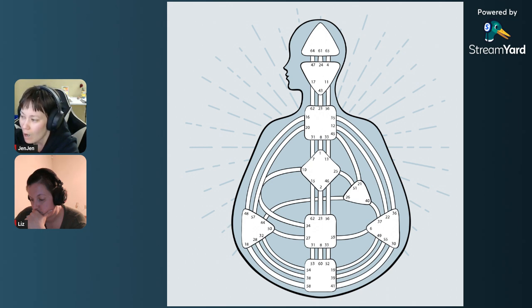That's interesting. The next one down, right there in the center, is the G center. It represents identity, direction, and love. It influences our sense of self, guiding us in making life decisions and finding our purpose. Defined, it provides a stable sense of identity and direction, while undefined may experience more fluidity in their sense of self, adapting to different environments with ease.